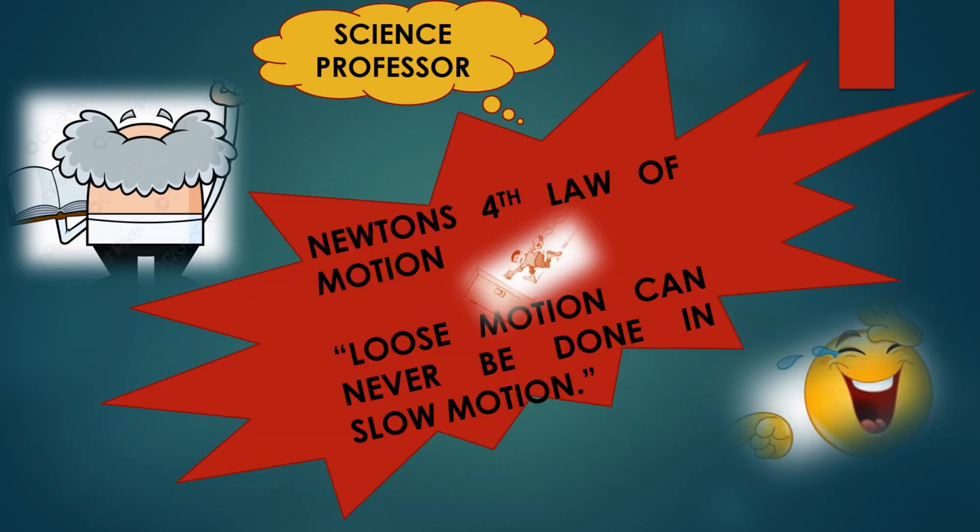To end this tutorial for today, let's see what the science professor has to say. Imagine if there would have been a Newton's fourth law of motion, what it would look like. Loose motions can never be done in slow motion. Isn't it funny? So that's all for today.